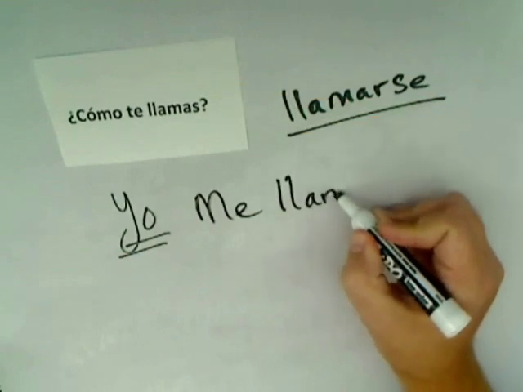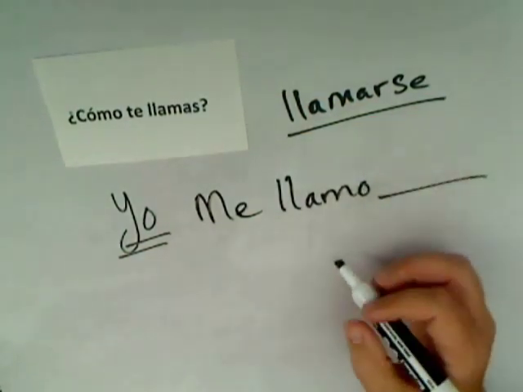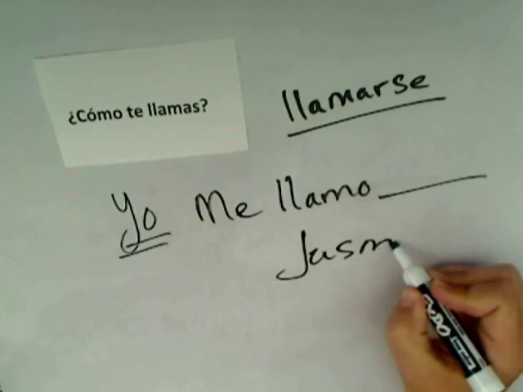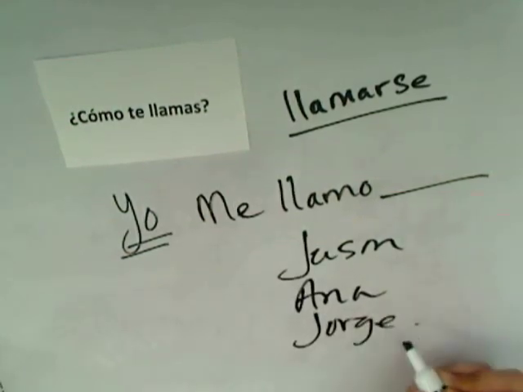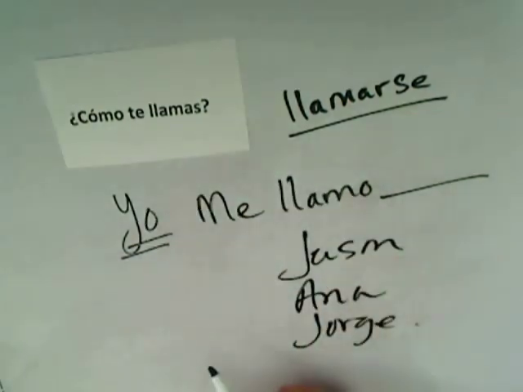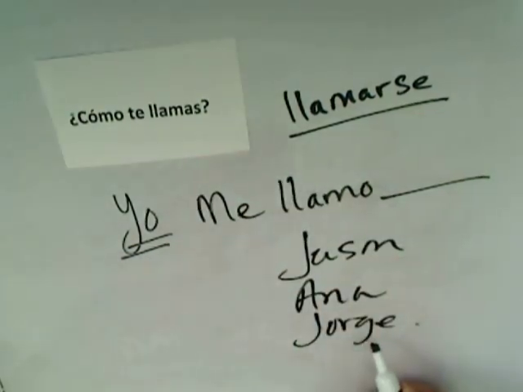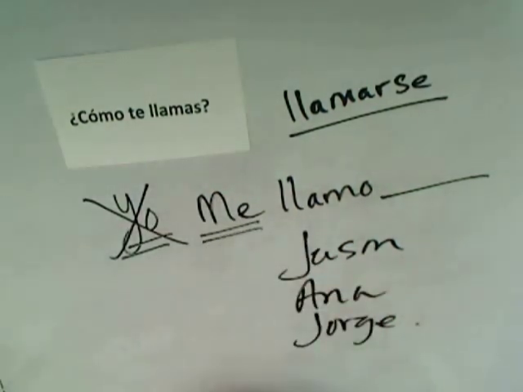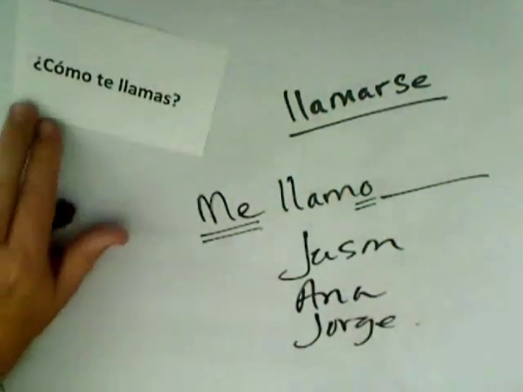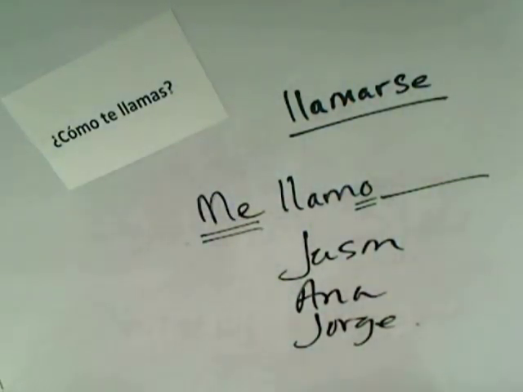Me llamo, and then the name, right? Entonces, me llamo Jason. Me llamo Ana. Me llamo Jorge, right? ¿Cómo te llamas? Me llamo Ana. Me llamo Jorge, right? Since the reflexive pronoun reiterates the fact that we're conjugating in the first person, we don't need to say the personal pronoun yo. ¿Cómo te llamas? Me llamo Jason.